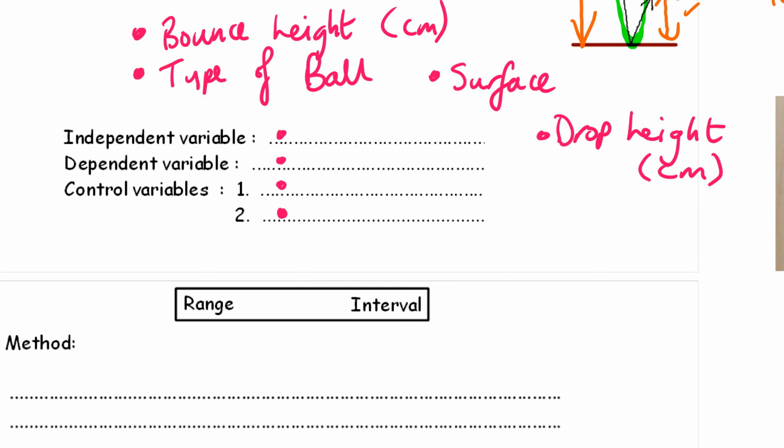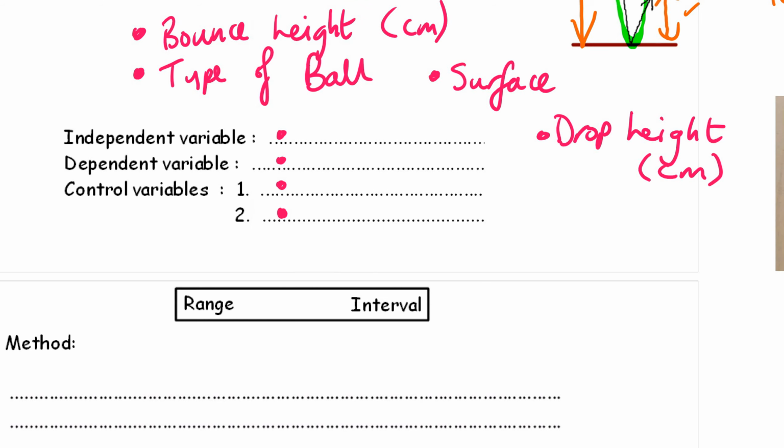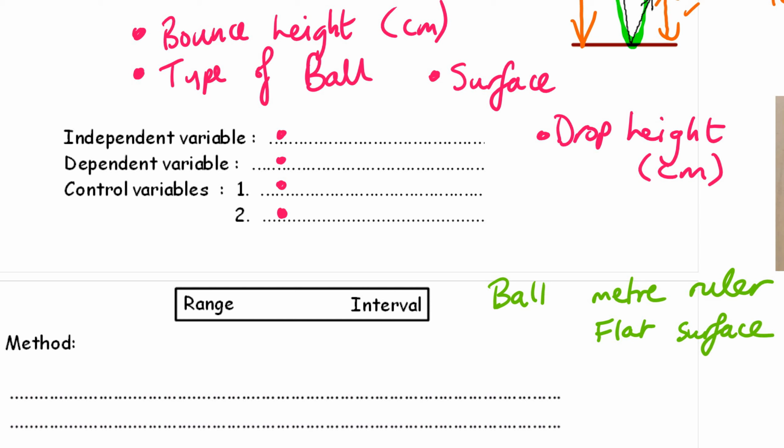the method. Let's think about the equipment that we're going to use. We definitely need a ball, and we need a meter ruler, and we need a flat surface like concrete or wood, something like that. And we're also going to talk about the range and the interval. Now you need to write up your method. I'm going to give you an example of a method now.